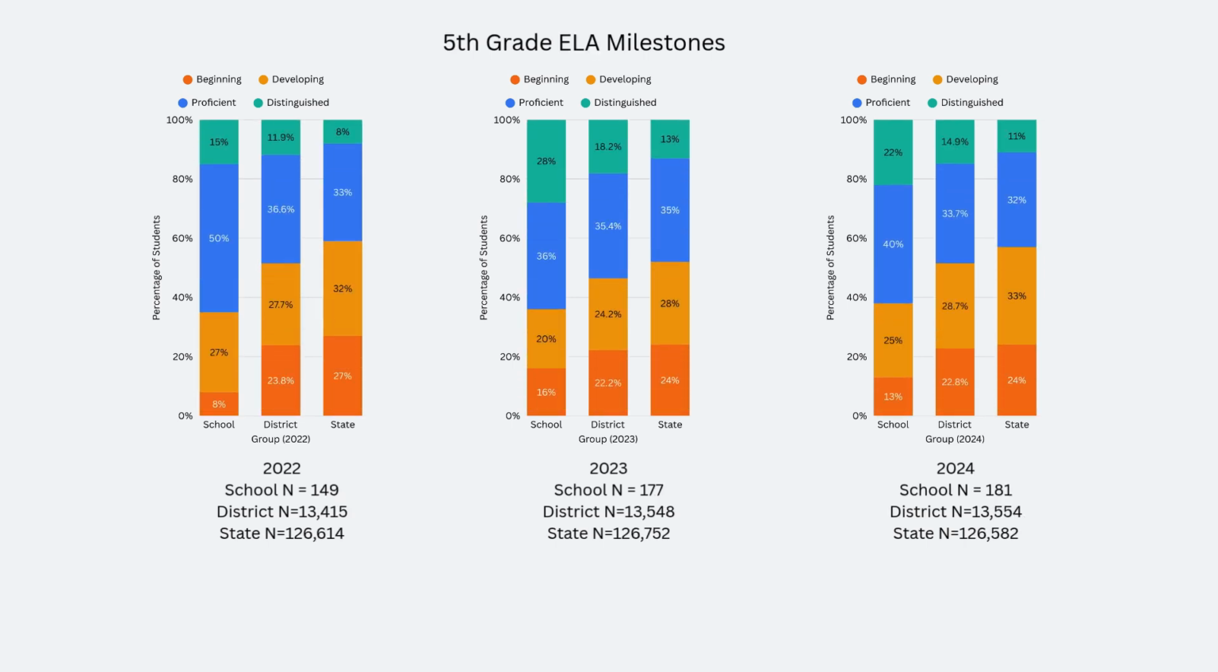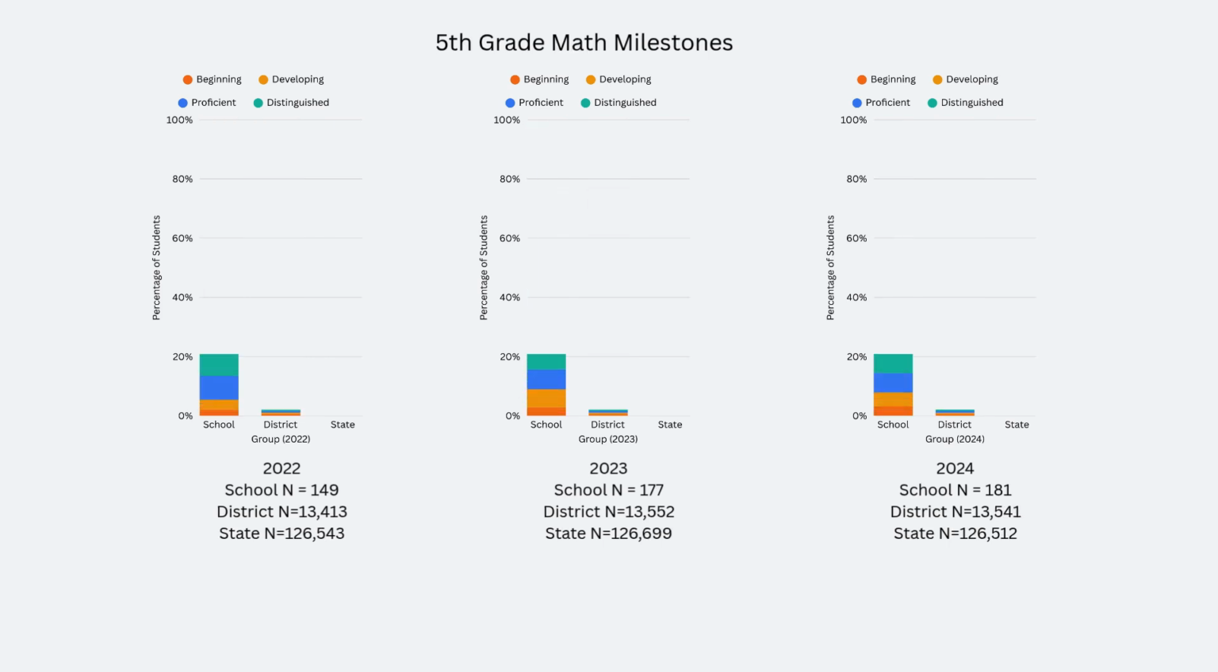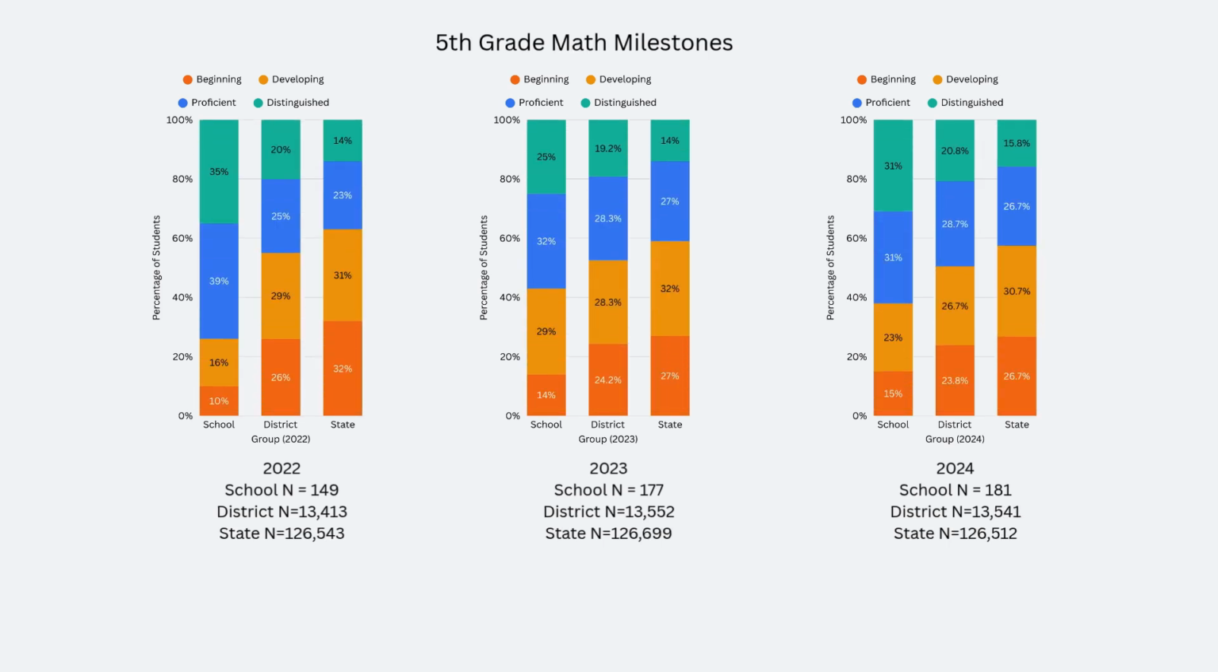Lastly, we'll take a look at fifth grade, starting with language arts. We continue to see this alignment across the grade levels. In fifth grade language arts, our beginning learner band dropped from 16% in 2023 to 13% in 2024. We continue to outperform both the district and the state. We see the same trends in math as well. Our fifth graders are showing strong, stable results in math, with 31% of our students achieving distinguished level in 2024, compared to only 14% at the state level.